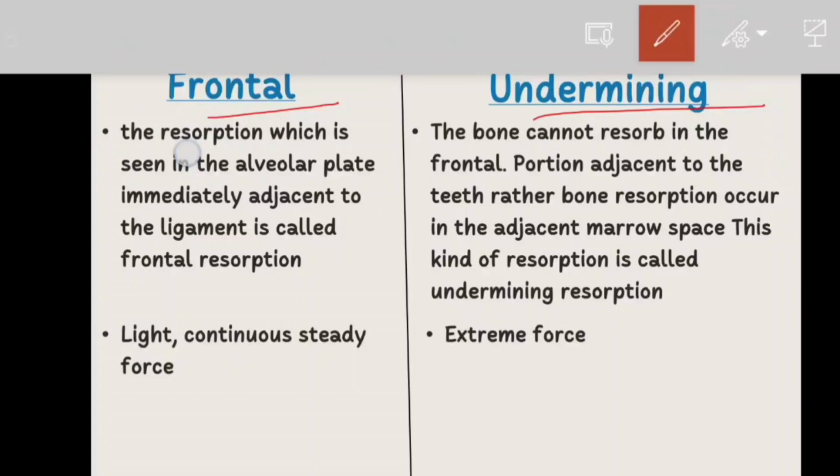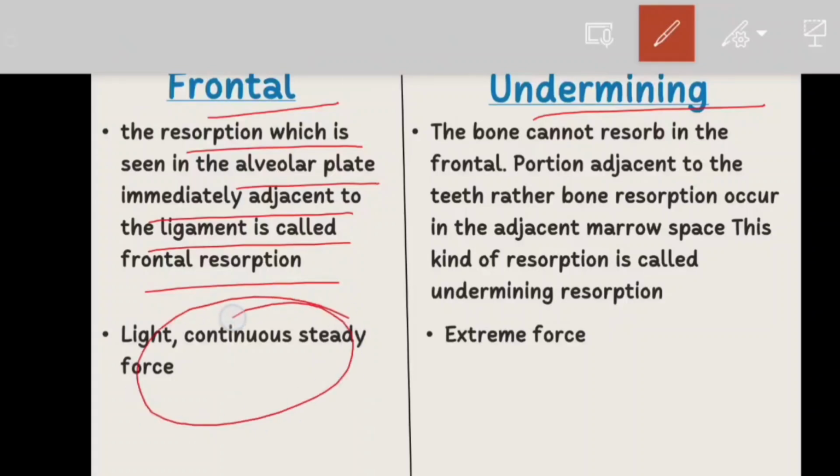So frontal resorption. The resorption which is seen in the alveolar plate immediately adjacent to the ligament is called frontal resorption. Simply imagine a tooth which is being pushed gently. Here the periodontal ligament gets compressed. Osteoclasts start removing the bone which is directly in front of the moving tooth. So bone is removed exactly where the tooth wants to move. This is called frontal resorption. Okay, so what type of force causes frontal resorption? The answer is light, continuous and steady force.